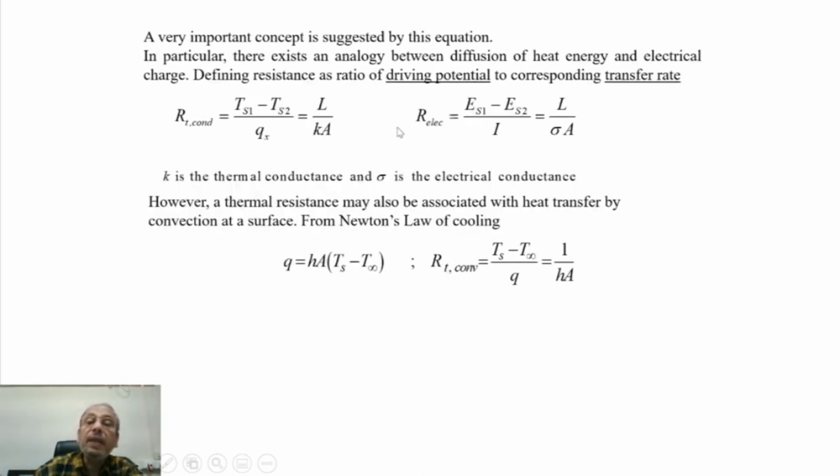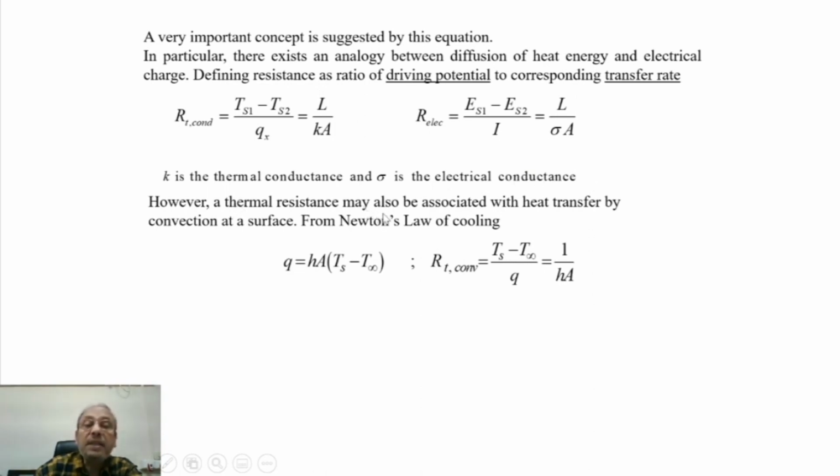Similarly, we can write electrical resistance as (Es1 minus Es2) by I, potential difference divided by the current, and this is given by L, the length of the conductor, divided by sigma into A. Here sigma is of course the electrical conductivity, and for the thermal circuit k is the thermal conductivity, and for the electrical circuit sigma is the electrical conductivity.